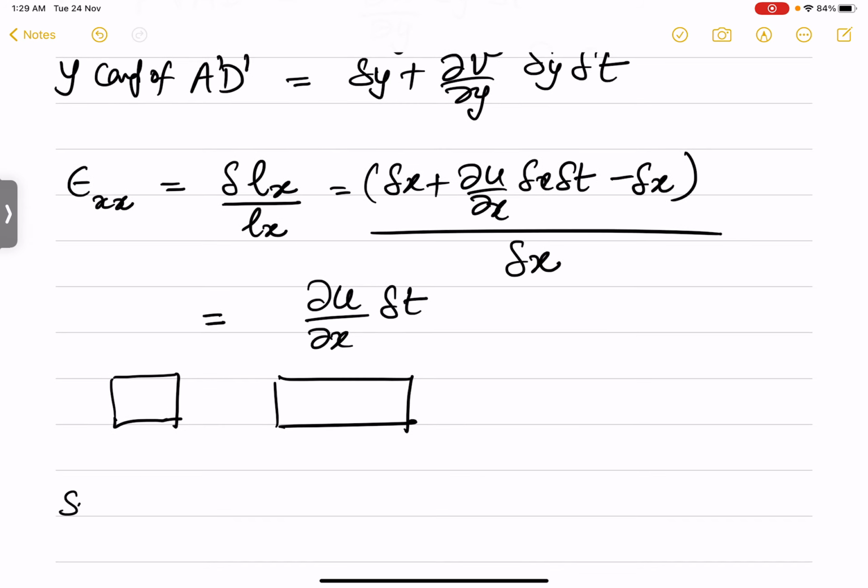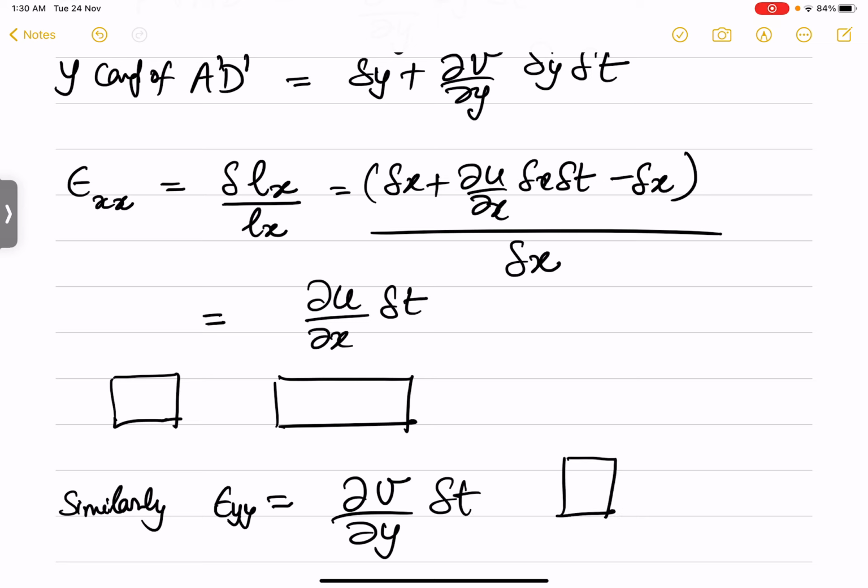Similarly, you can show that epsilon yy will be equal to partial v by partial y times delta t. And this would be for an element which is like this.